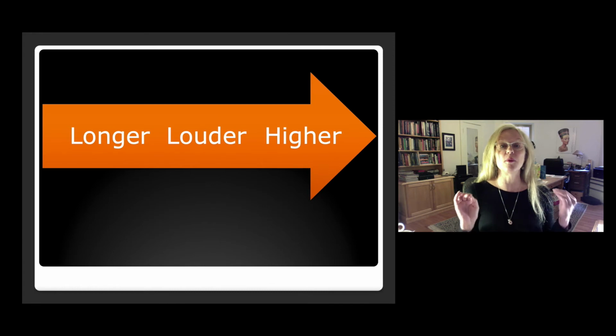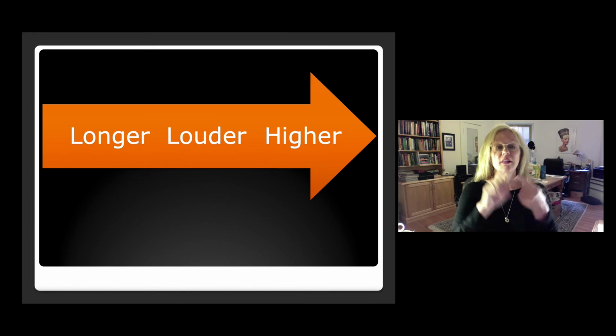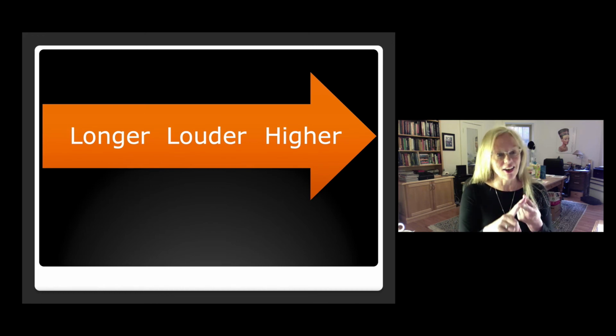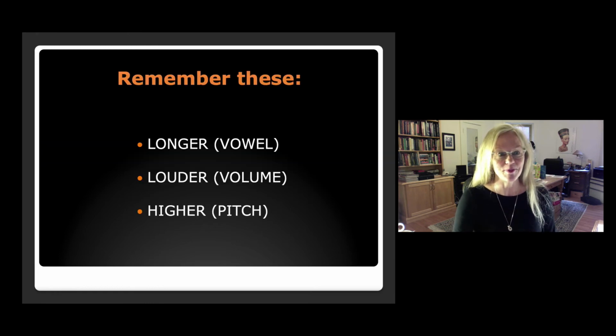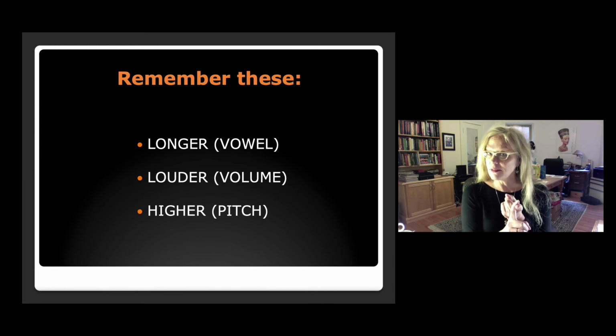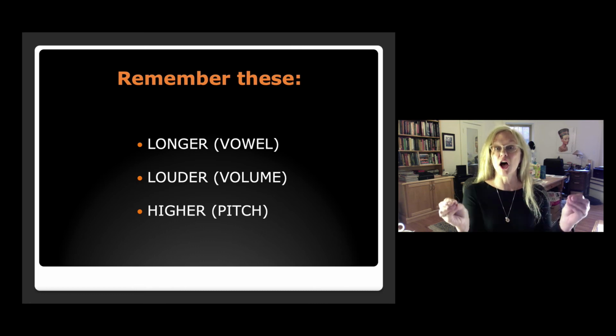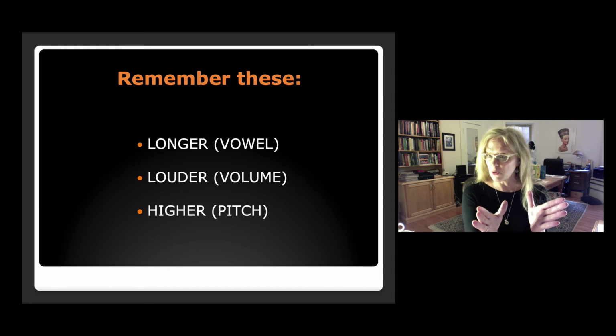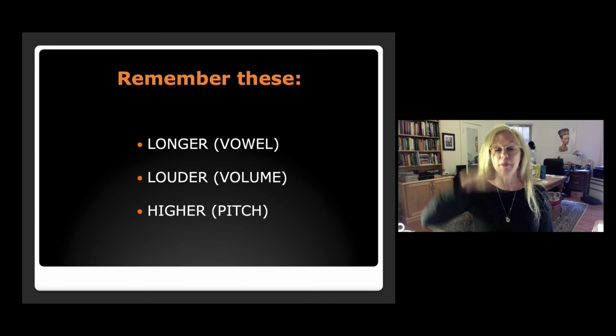Now there's a really easy way to remember the components of American English intonation. Longer, louder, higher. So why don't you say that with me now? Longer, louder, higher. You need to memorize that. Longer vowel. That means in a part of a word, if I'm going to say my name, Kathy, as the vowel, I make it longer if I'm going to stress it. I make that syllable louder, a louder volume, and I also make that syllable have a higher pitch.